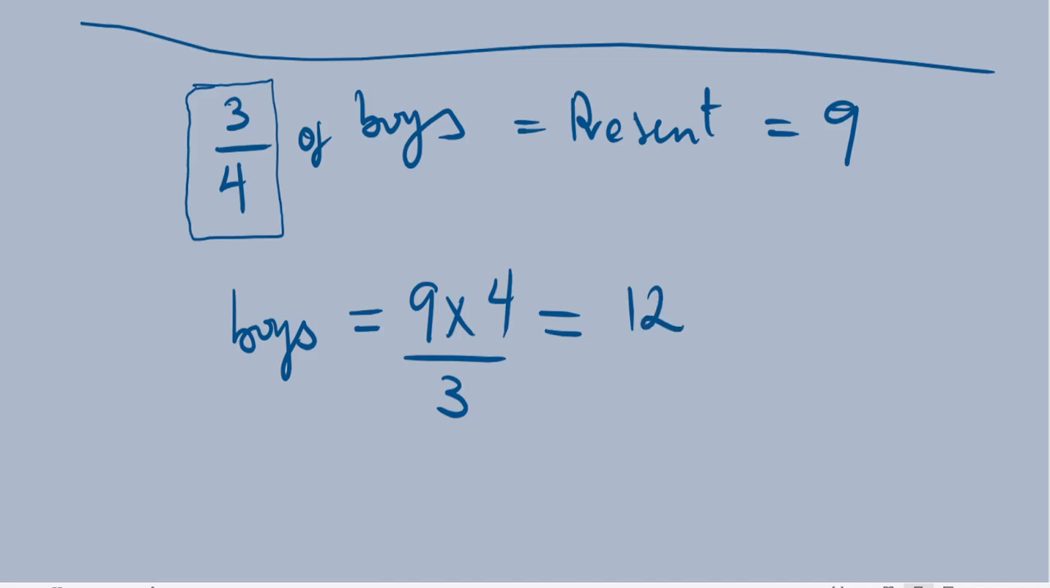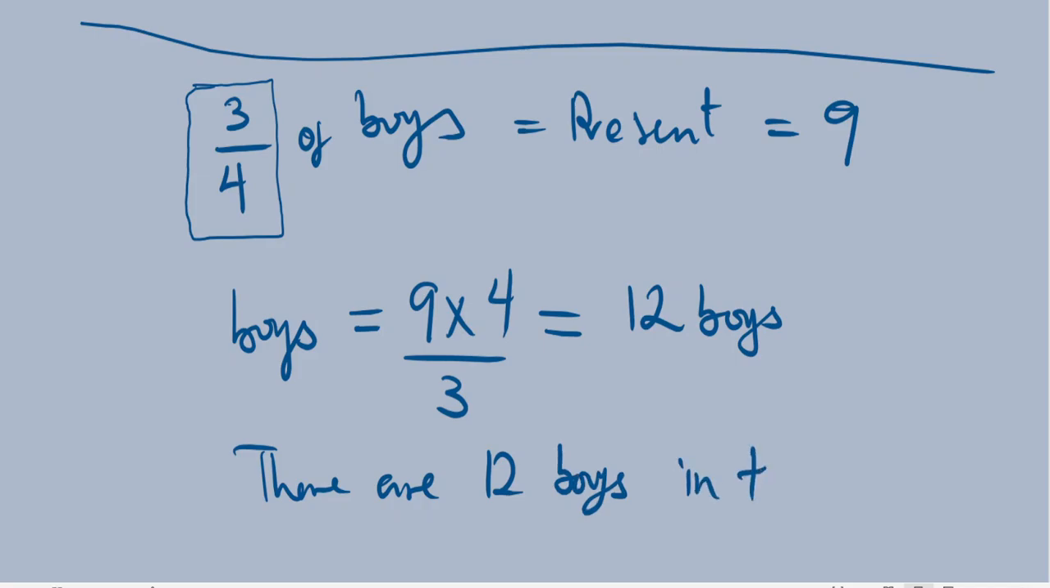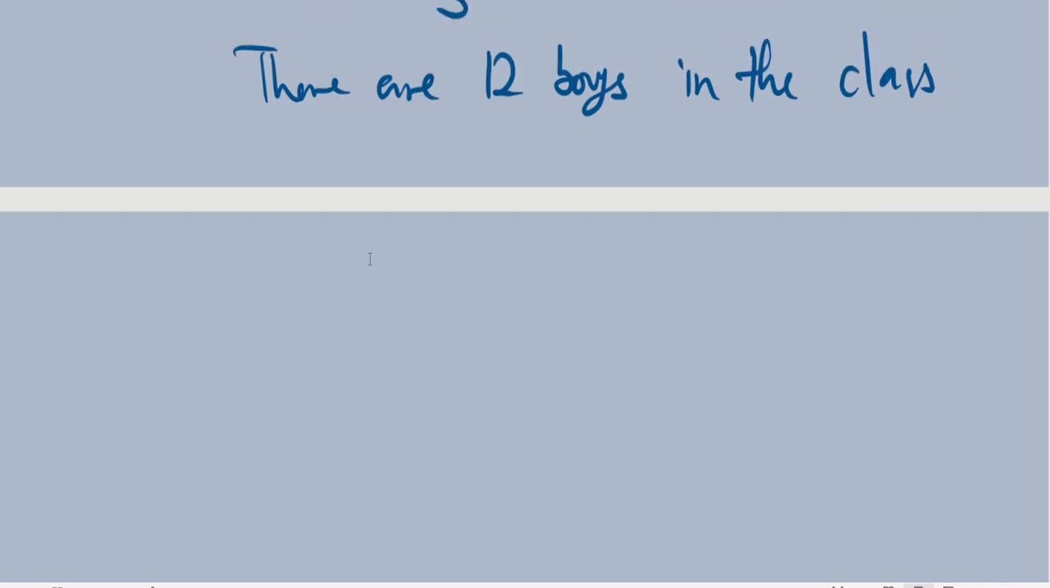So that means there are 12 boys in total. So the number of boys is 12. So there are 12 boys in the class. So write that there are 12 boys in the class. Okay, I haven't answered the other part, they said how many girls are in the class.